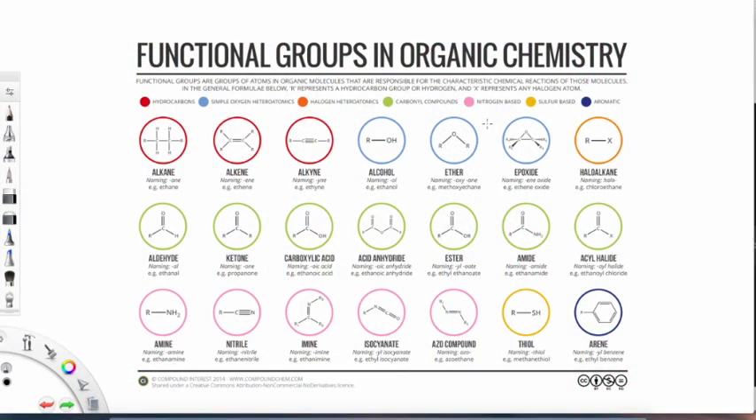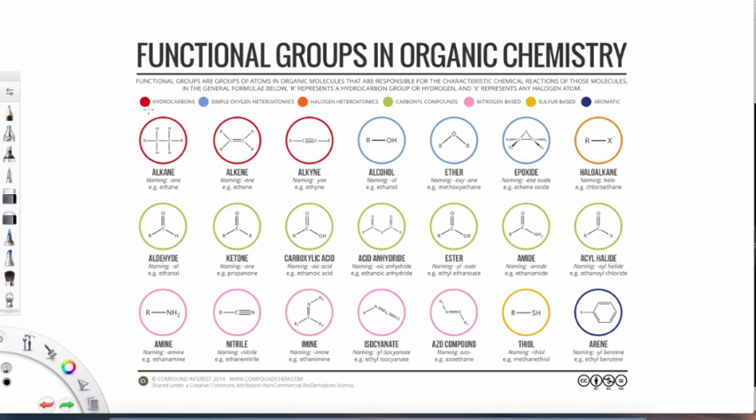So functional groups in organic chemistry are extremely important, and they're really useful because they divide organic compounds into different groups. And the same functional group has similar chemical reactions, and so it also helps to name different organic compounds. So let's go through these one by one.